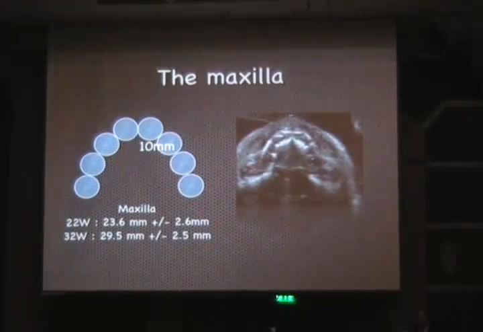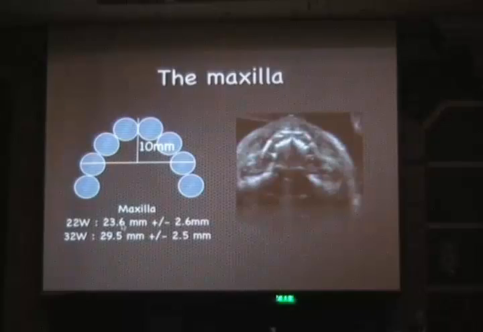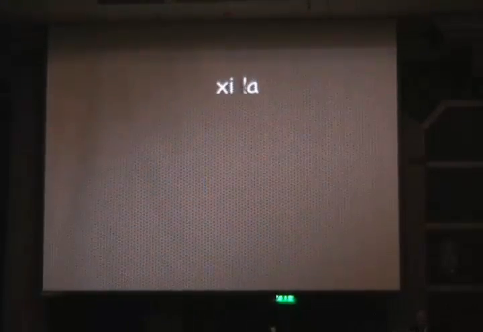This is the normal maxilla. You take 10 millimeters from the teeth here. At 22 weeks or at 32, it's the same thing. And you have a line from here to here, and you measure the line, it will be 23 millimeters, plus or minus 2.6 at 22 weeks, and 29 millimeters plus or minus 2.5 at 32 weeks. If it is more, it means that you have a maxilla problem. Look, I will show you.